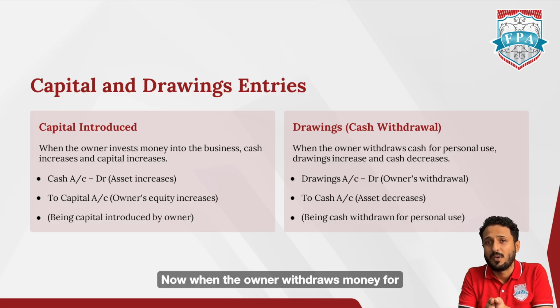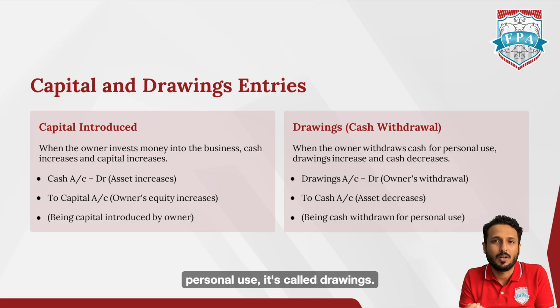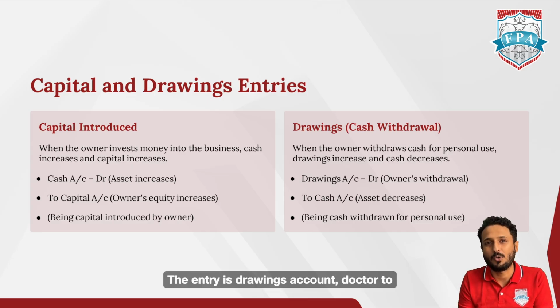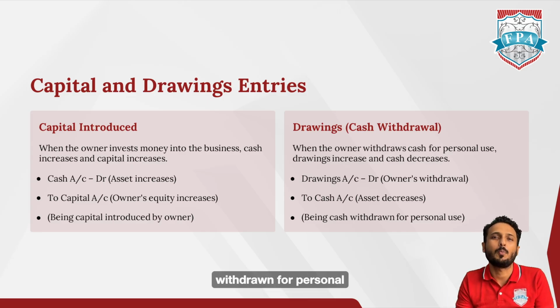Now, when the owner withdraws money for personal use, it's called drawings. In this case, drawings account is debited and cash account is credited. The entry is drawings account, debit to cash account, being cash withdrawn for personal use.